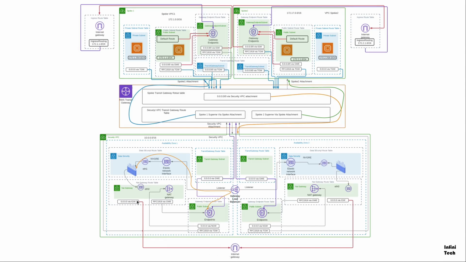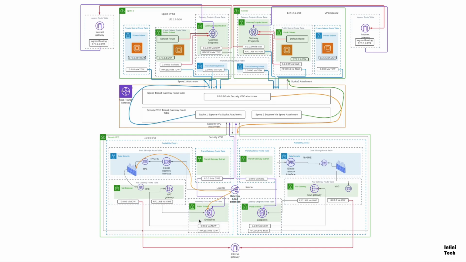The return traffic gets received by the NAT gateway route table. The response traffic has the destination of the EC2 instance IP address. The NAT gateway route table checks how to reach that IP address. The destination IP address matches the RFC 1918 route. This results in the traffic getting sent to the security VPC attachment.